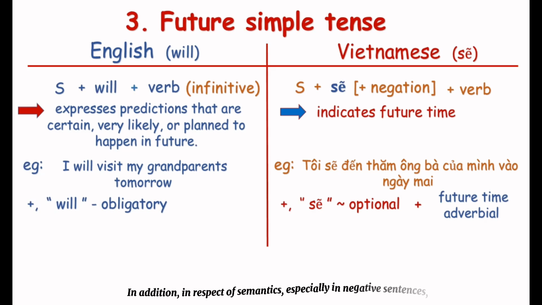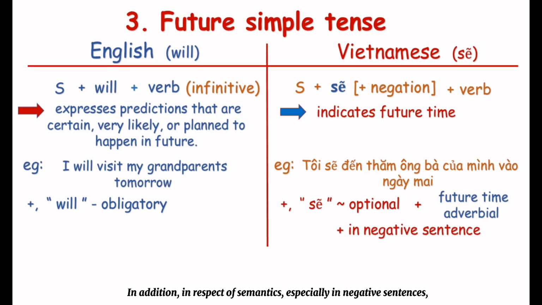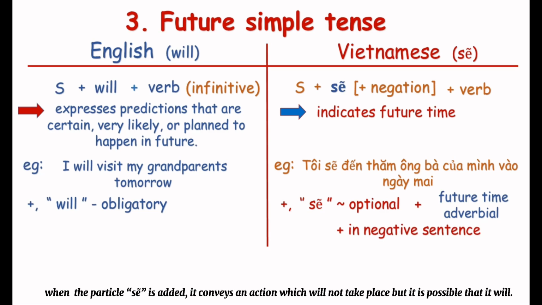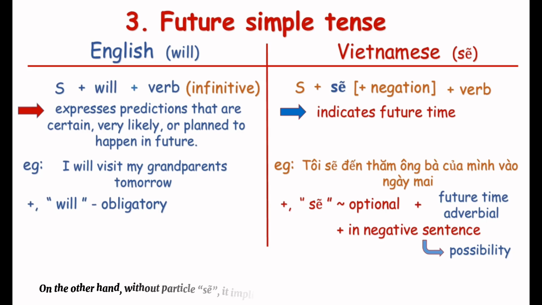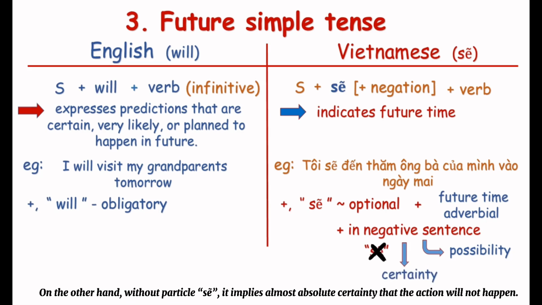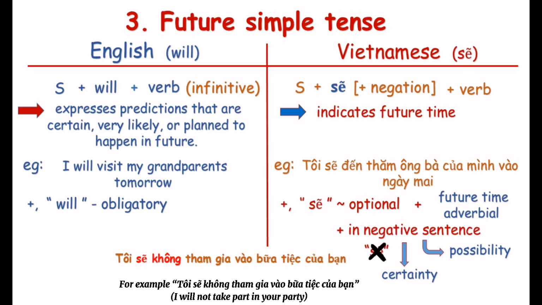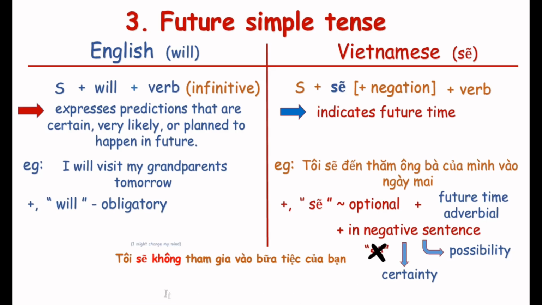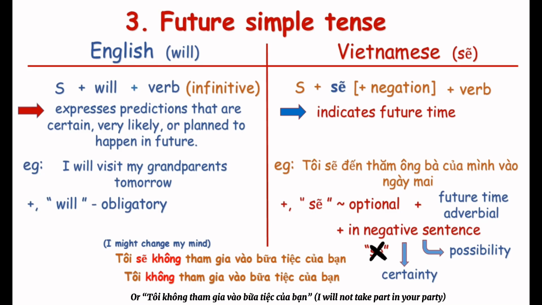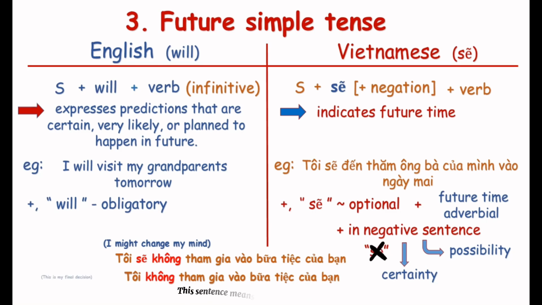In addition, in respect of semantics, especially in negative sentences, when the particle sẽ is added, it conveys an action which won't take place, but it is possible that it will. On the other hand, without the particle sẽ, it implies almost absolute certainty that the action will not happen. For example, tôi sẽ không tham gia vào bữa tiệc của bạn: I won't take part in your party. It means that I might change my mind. Or tôi không tham gia vào bữa tiệc của bạn: I won't take part in your party. This sentence means that it is my final decision.